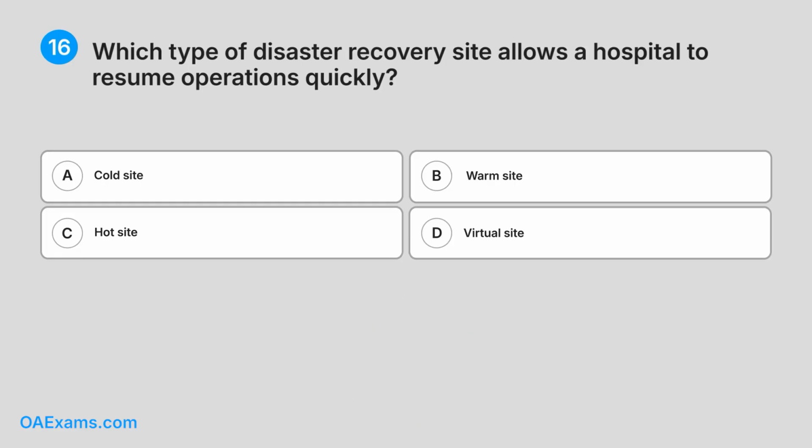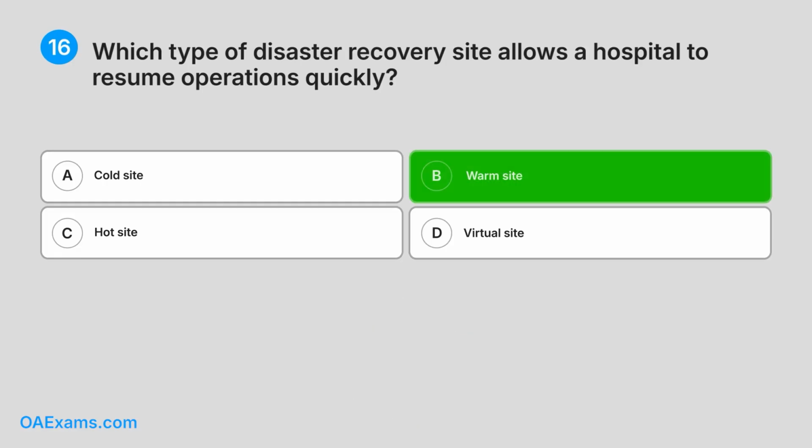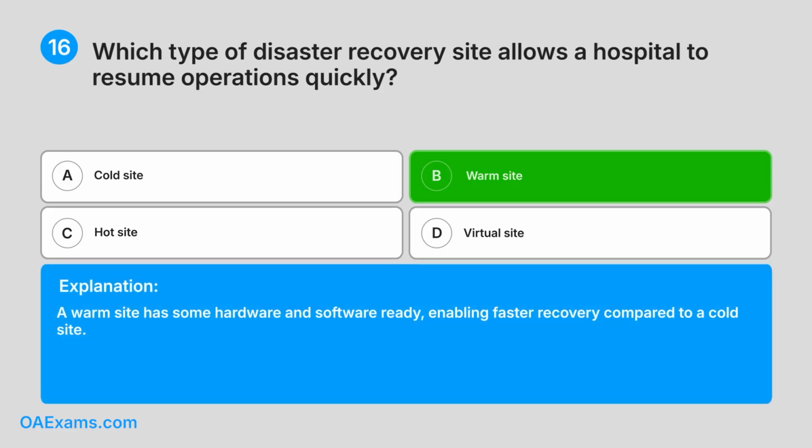Correct answer. B. Warm site. Explanation. A warm site has some hardware and software ready, enabling faster recovery compared to a cold site.